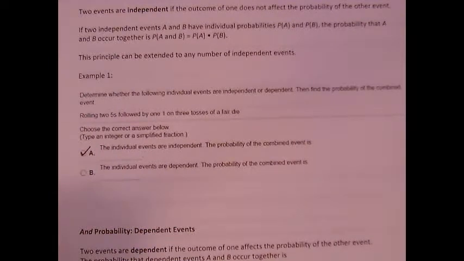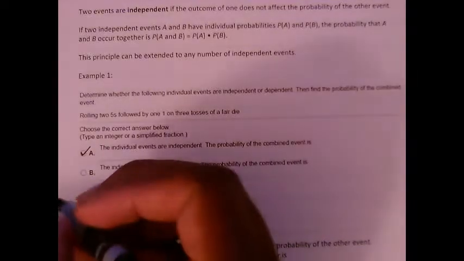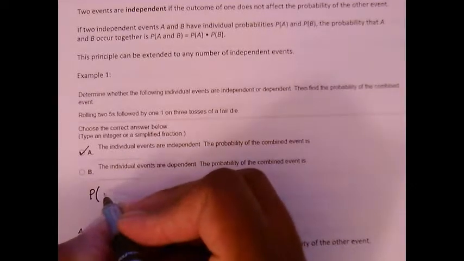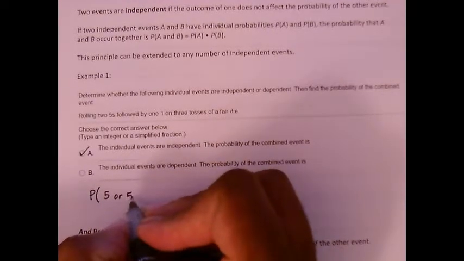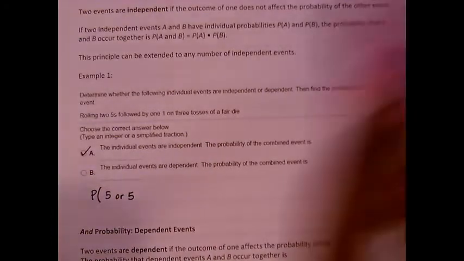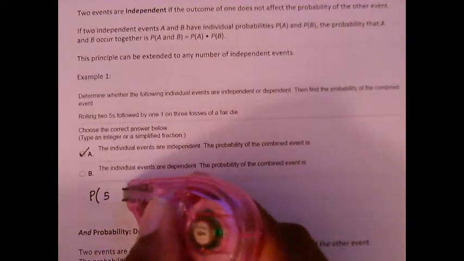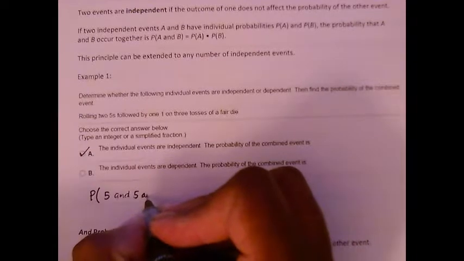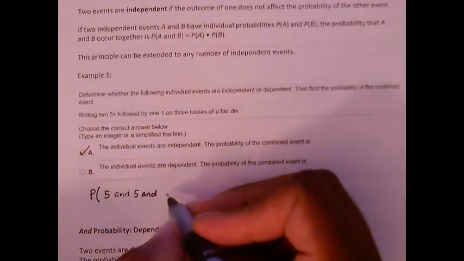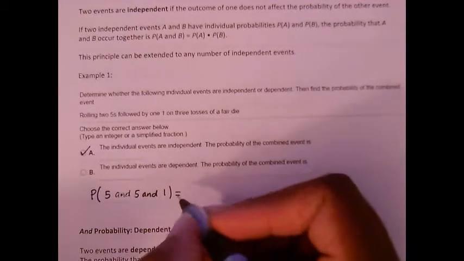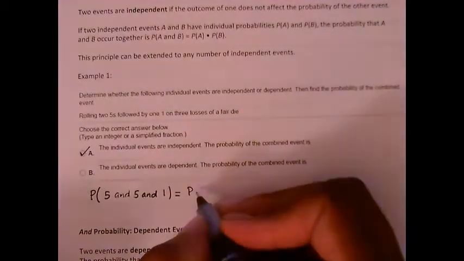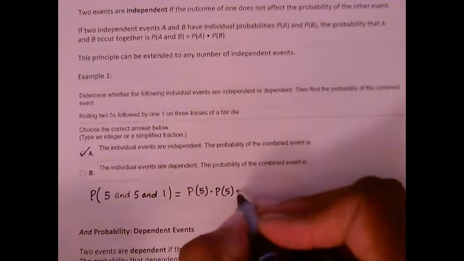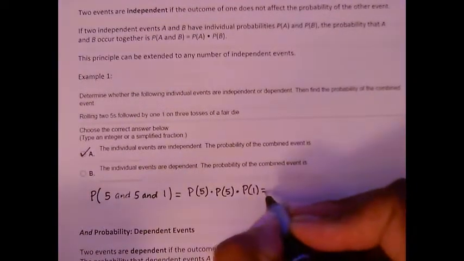Now let's find out what that probability is. And we're going to give our answer as a simplified fraction. So here, the probability of a 5 and a 5 and a 1. So we're looking at the probability of getting a 5 multiplied by the probability of getting another 5 multiplied by the probability of getting a 1.